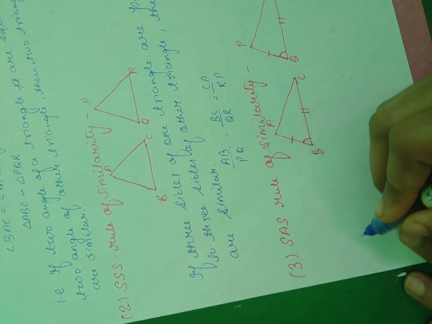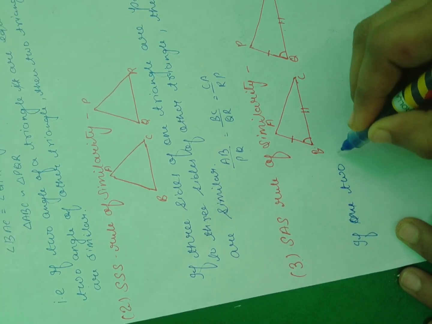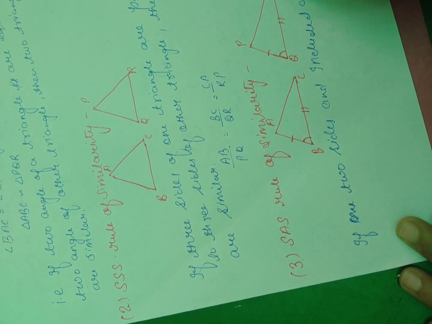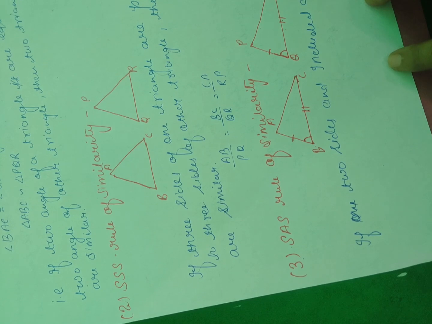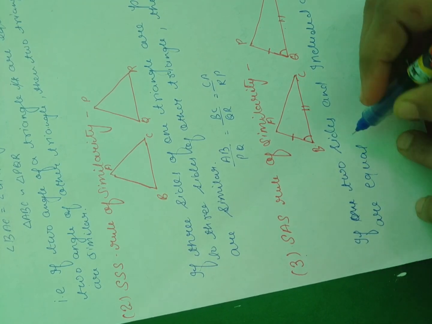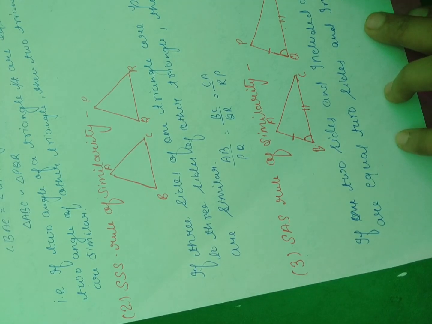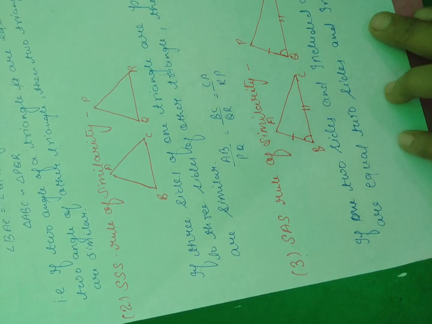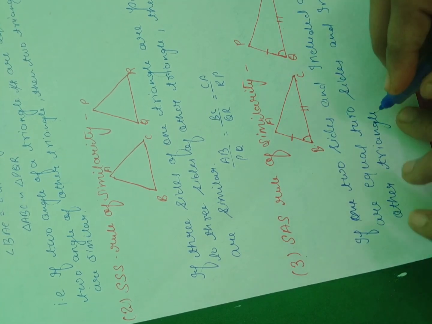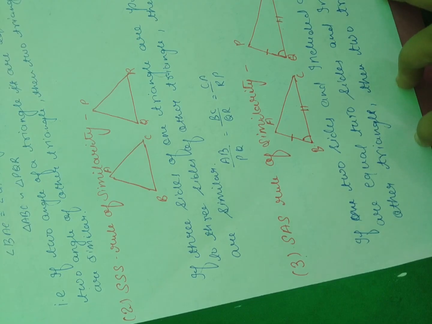So let me write the definition. If two sides and the included angle of one triangle are equal to two sides and the included angle of the other triangle, then the two triangles are similar.